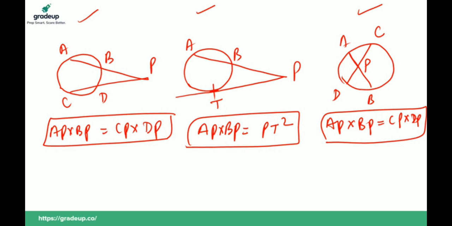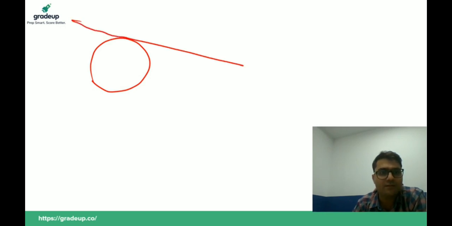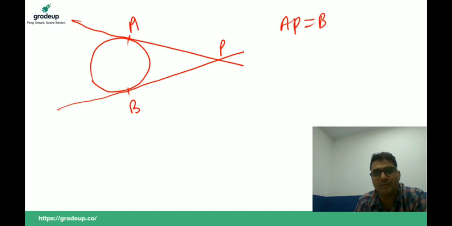Now we will discuss the questions. First of all, I will tell you the next property. Don't worry. Always remember one thing. If this is the tangent, this is A, this is B, this is P, then AP must be equal to BP.